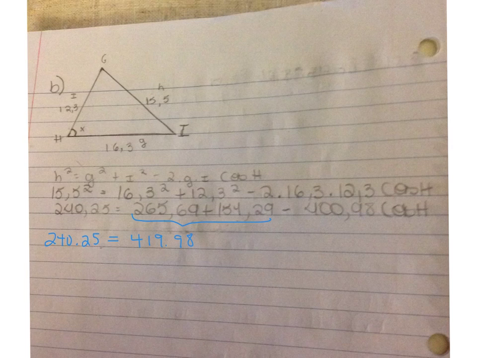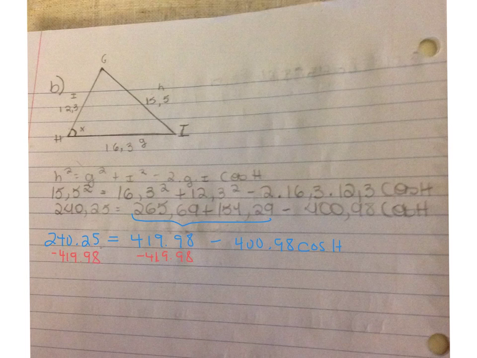419.98. Now this still has a subtract 400.98, but it's multiplying the cosine of angle H. So we can't actually do the subtraction here. That's not allowed. We can't do that. So what we're going to do next is take this 419.98 and subtract it here. So we're going to subtract the 419.98, but if we subtract it on the right side of the equation, we also have to subtract it on the left side of our equal sign to keep it equal.